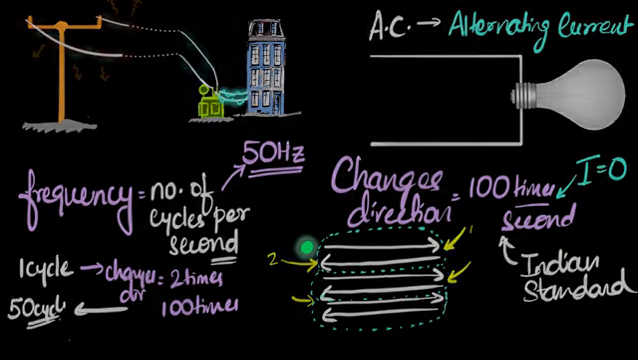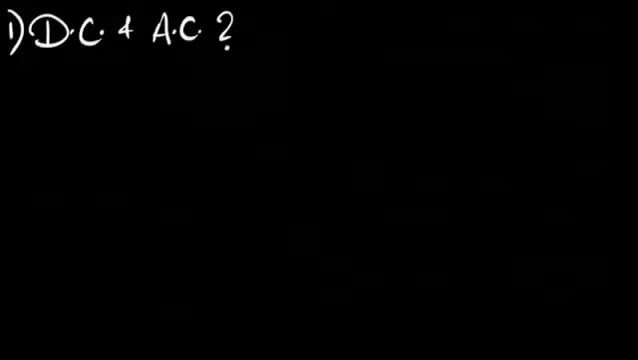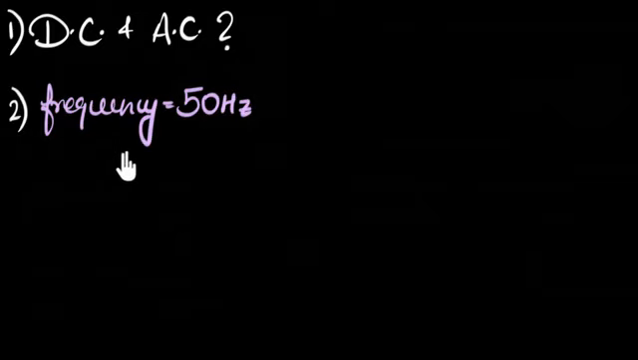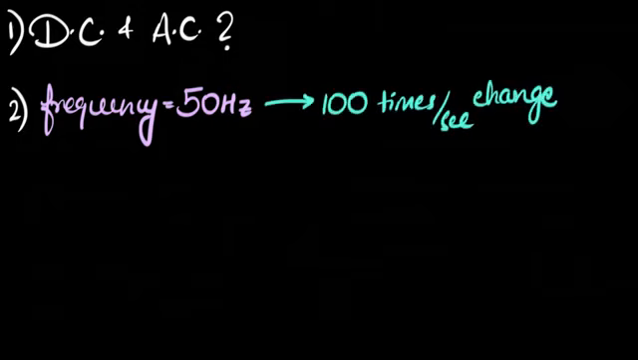So let's see if we can go ahead and summarize and recall what we learned. First thing, can you recall what AC and DC stand for and what exactly are they? What's the difference between them? Secondly, what is the meaning of the word frequency? What does it mean to say frequency is 50 Hertz? Can you more importantly explain why? If frequency is 50 Hertz, that means that the current is changing its direction 100 times per second.